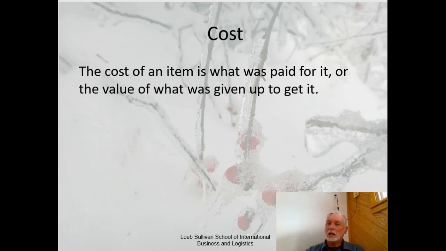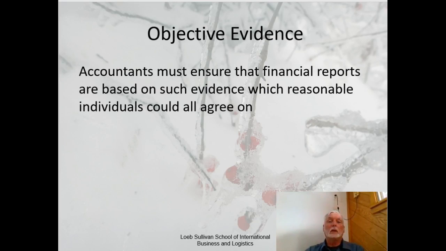And cost is the cost of an item that was paid, what we paid for it, or what we gave up to get it. So if we gave up some other asset to get a new asset, then the cost of the new asset was what we gave up to get it. So the old asset. We always want to have objective evidence. So whatever we put on a financial statement should have evidence that's reasonable and that all people can agree on. And that's a tough one. Objective evidence is not always available, but that's a core principle of accounting.